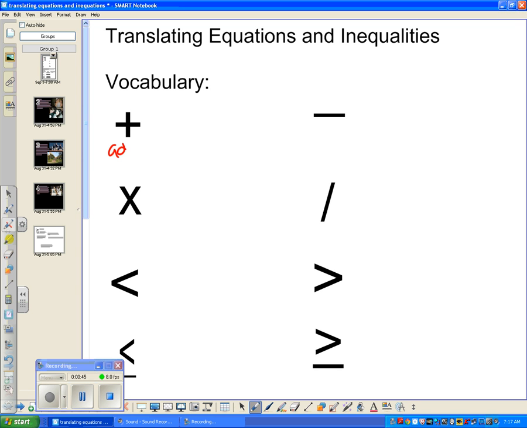Addition. Some words that I found were sum is a big word. Sum means the answer to an addition problem. Also more than. Anytime you see more than. Increased by. Add, obviously, and plus. It's like the most basic one. So those are all addition words.